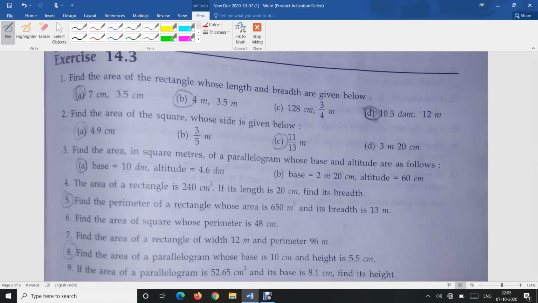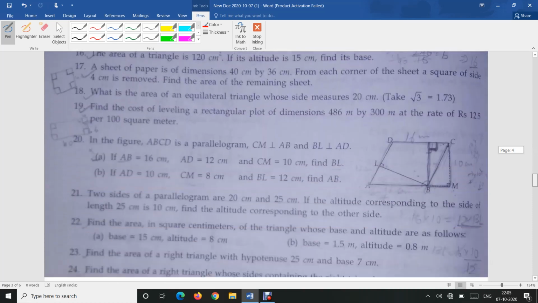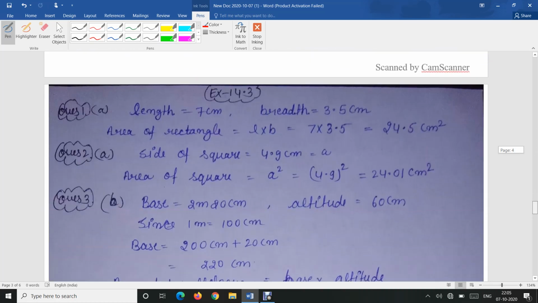So you have to put all these formulas in your mind and try to solve all the questions of exercise 14.3. Here is question number 1 of exercise 14.3, which is saying find the area of a rectangle whose length and breadth are given below. Now remember the area of a rectangle. The area of a rectangle is length multiplied by breadth. In this case, in part A, you have to find the area when the length is 7 cm and the breadth is 3.5 cm.